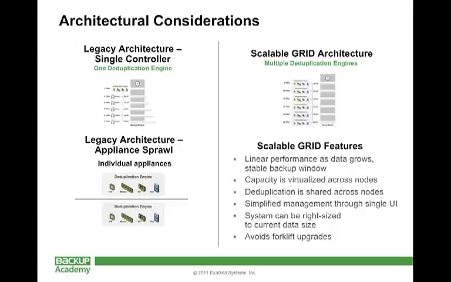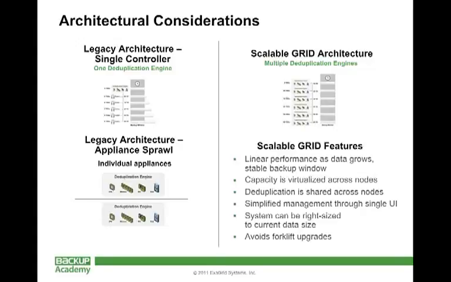In this grid-based example here on the right, as the data has grown, the throughput of the system has grown in lockstep. The result is that you have linear performance as your data grows. The ability to have a stable backup window. If you achieve a 6-hour backup window at 20 terabyte of data, the system will accommodate a 6-hour backup window at 40 terabyte of data and 60 terabyte of data.